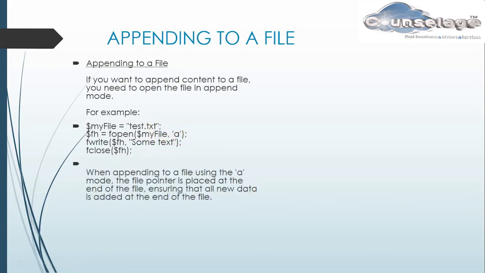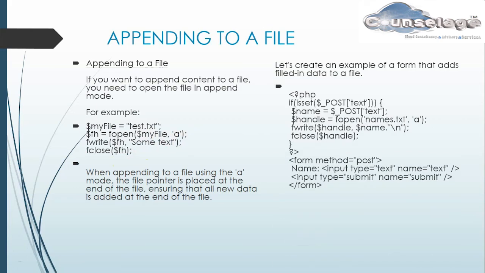When appending to a file using the a mode, that is append mode, the file pointer is placed at the end of the file, ensuring that all new data is added at the end of the file, not at the beginning or the middle. Let's create an example of a form that adds filled-in data to a file. So open the PHP tag, if isset, then $_POST text, then variable name is defined by $_POST text, and then the handle variable, fopen, opens the file named names in append mode, then write in the file, and then close the file handle and close the PHP tag.